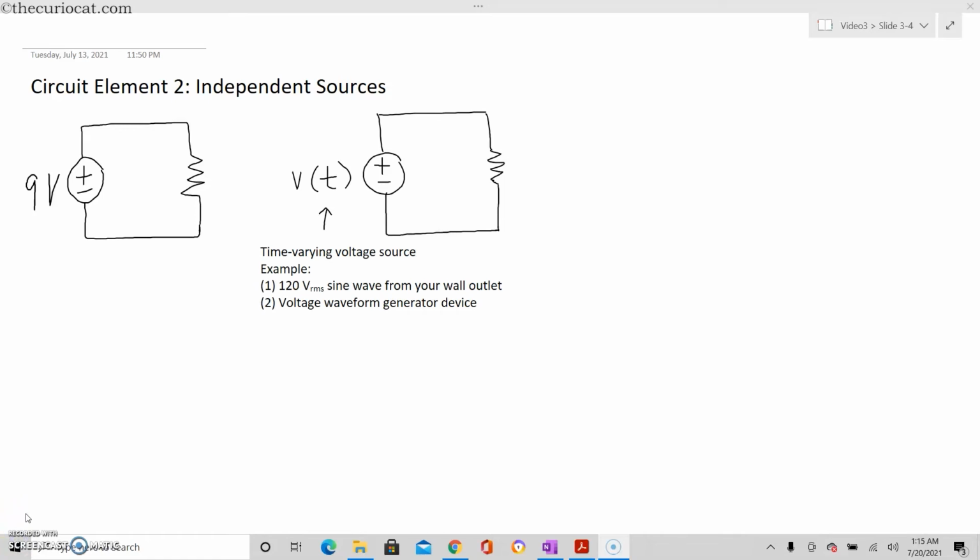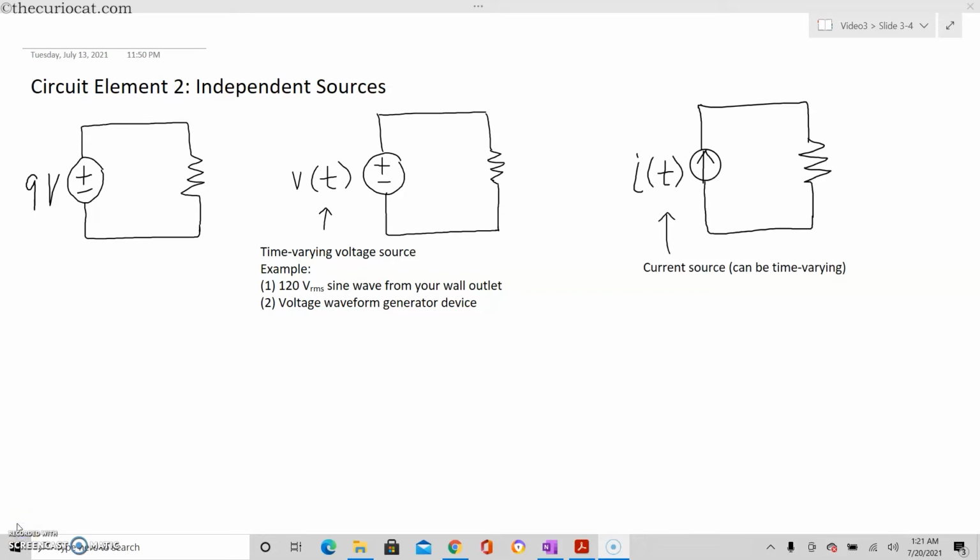Although I have used a lot of constant voltage sources in my examples, there are also time-varying voltage sources. One example is the 120-volt sine wave from your wall outlet. Another example is the voltage from a voltage waveform generator device. Both of these examples are independent sources because their value does not change based on what loads they are connected to.